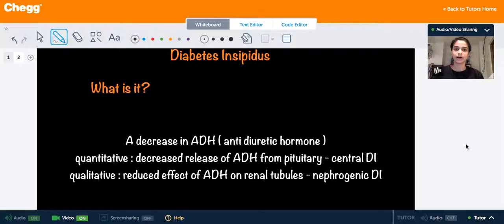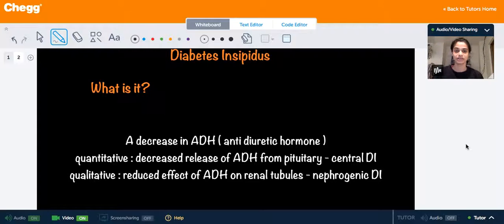How this works is that it functions by inserting what are called aquaporin channels on the apical membrane of the epithelial cells of certain parts of the nephron. Those parts include the distal convoluted tubule as well as the collecting tubule of the nephron. Because of these aquaporin 2 channels, water increases its flow down its osmotic gradient, and so it helps the body retain water.